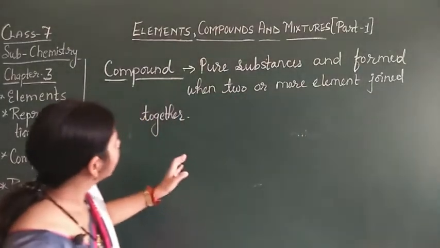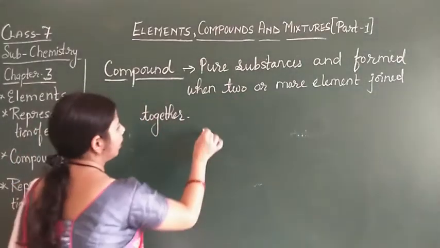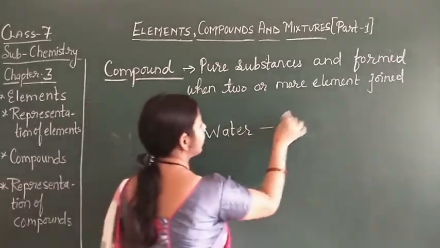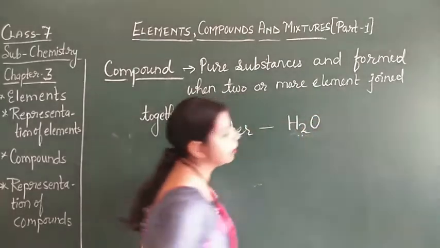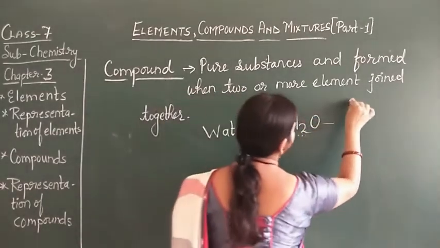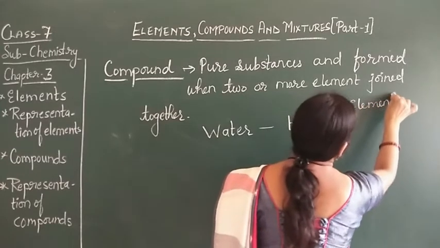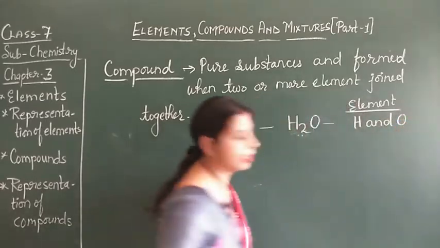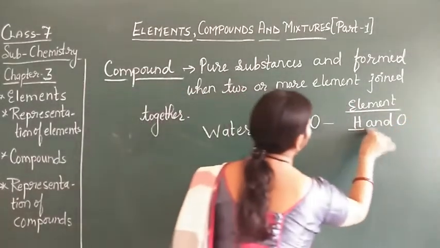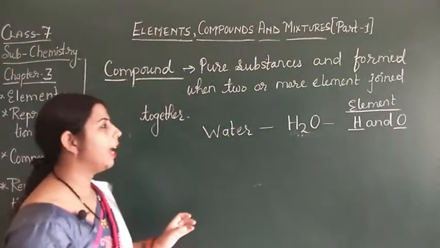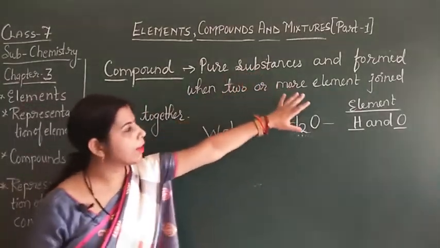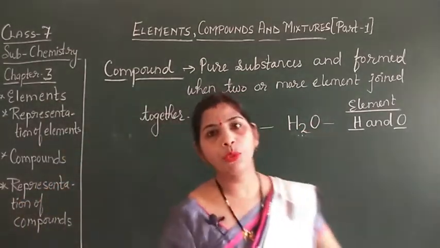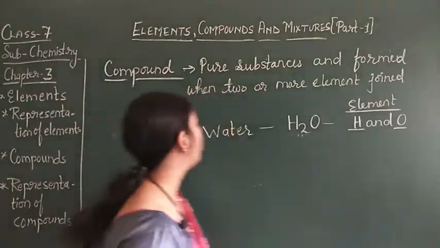Just like, suppose water. The molecular formula of water is H2O. That means it has two elements. What are these two elements? Hydrogen and oxygen. That means the molecules of water are made up of two different elements, and that's why these are pure substances, because elements, as I already told you, are also pure substances. Now let's move toward the representation of compounds.